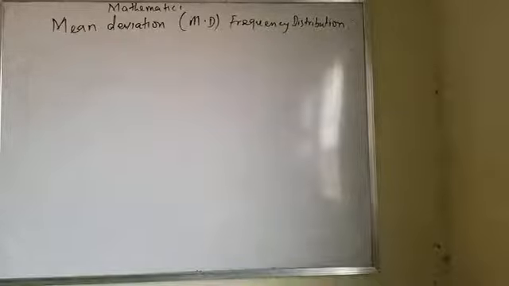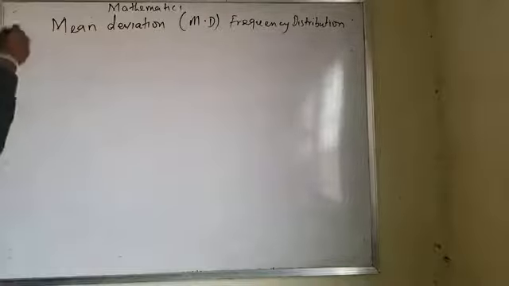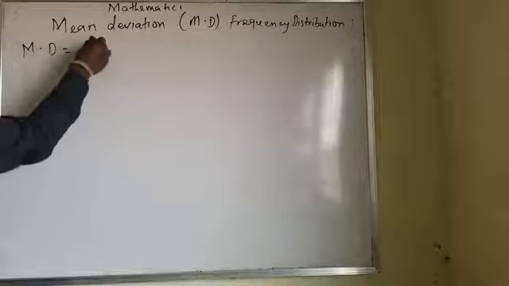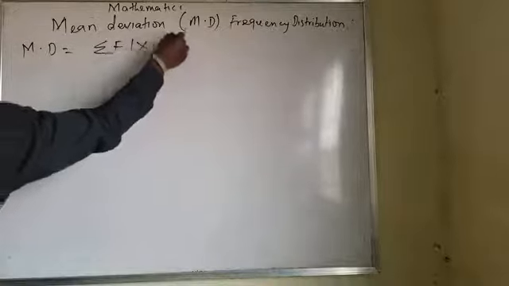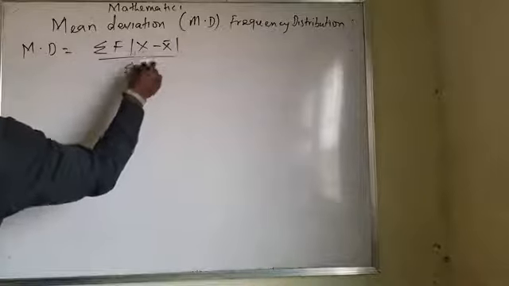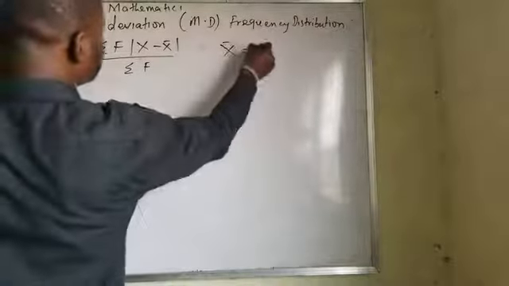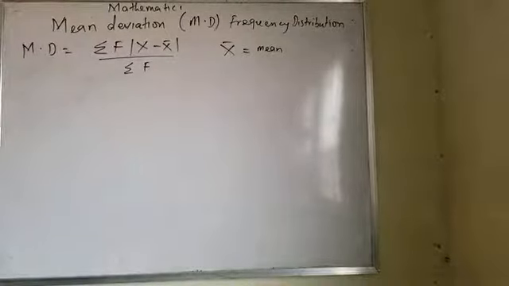Something just came to my mind now. Let me work on the mean deviation of a frequency distribution, where the story will change. My mean deviation will be equal to the summation of f times the absolute value of x minus x bar, divided by the summation of f. This time around, it means we are dealing with grouped data. Don't forget that x bar is the mean. Please take note of this very well.